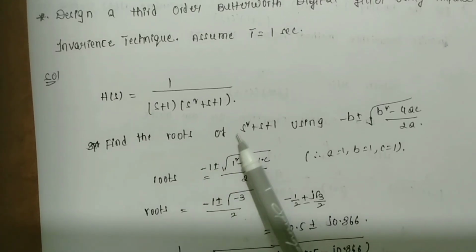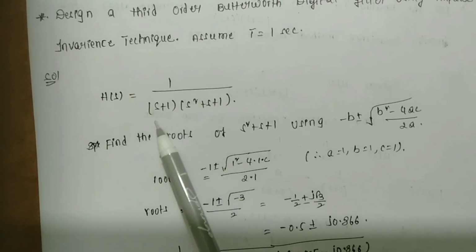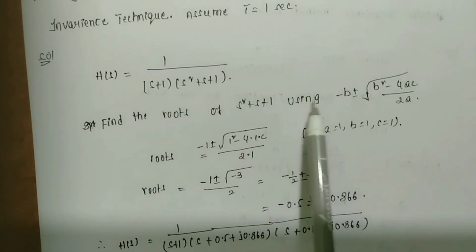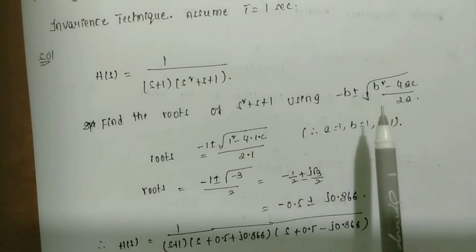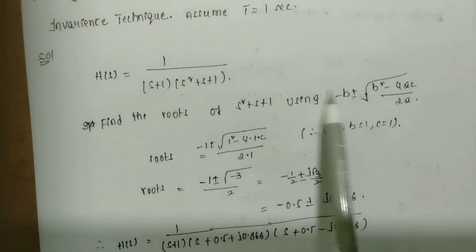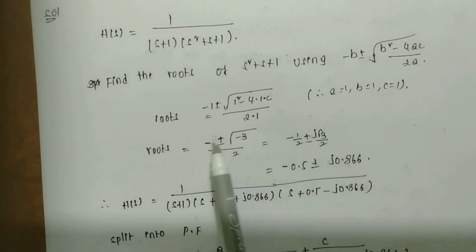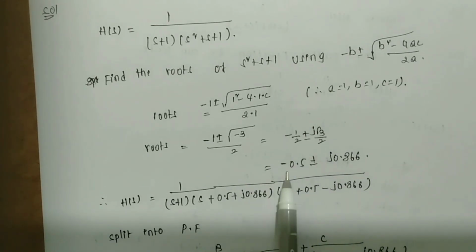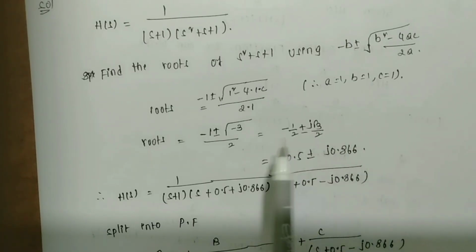I want to apply first order partial fractions. For that I have to split this s² + s + 1, so I am finding its roots. The formula is (-b ± √(b² - 4ac)) / 2a. Here a, b and c are all 1. After substituting, you get the roots as -1/2 ± j√3/2. So -1/2 is -0.5, and √3/2 is 0.866. So these are the roots.